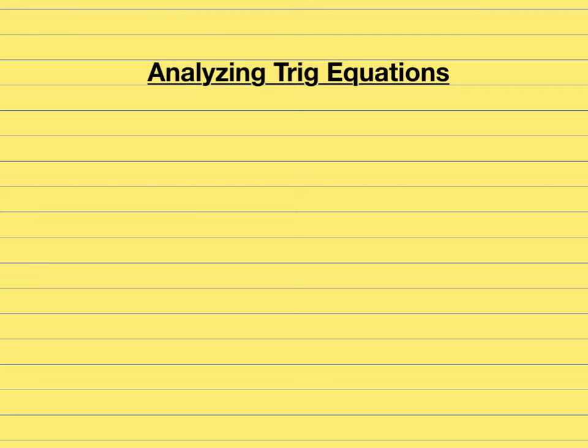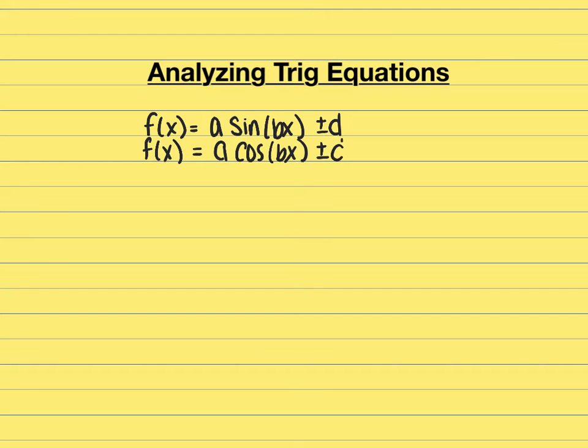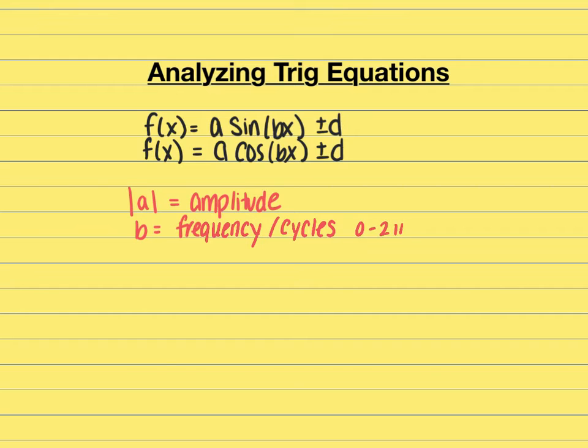So we've written trig functions in the form f of x equals a sine bx plus or minus d, or they've been written in the form a cos bx plus or minus d. Let's just review the parts that we know. The absolute value of a, the number in front, is the amplitude. B is the frequency, or sometimes referred to as cycles, or the number of cycles you'll see between 0 and 2 pi. And the d is our vertical shift.